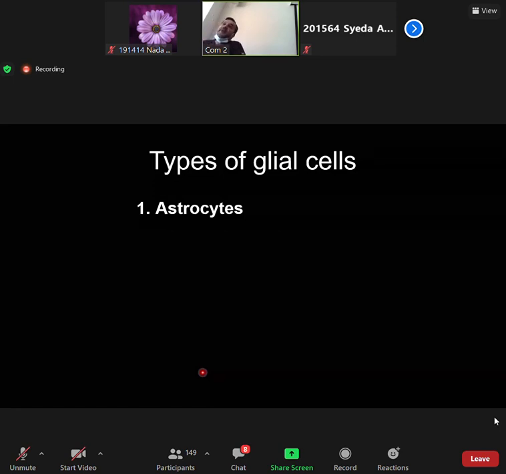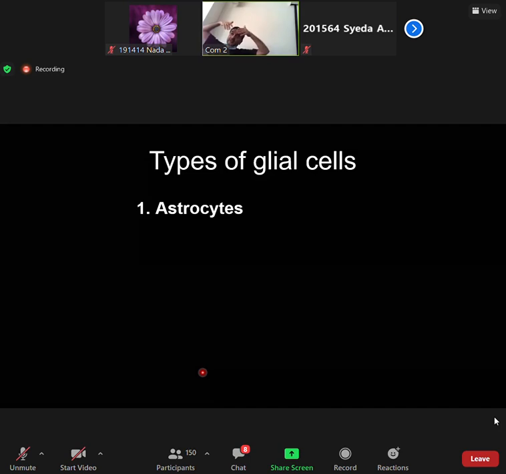They have a function of phagocytosis of the debris of the axons. They also maintain the metabolic function in the microenvironment around the neurons. Their foot processes also form the outer limiting membrane and the inner limiting membrane. That means the foot processes are attached to the inner surface where the ventricular cavity is, and on the outer surface where the pia mater is.